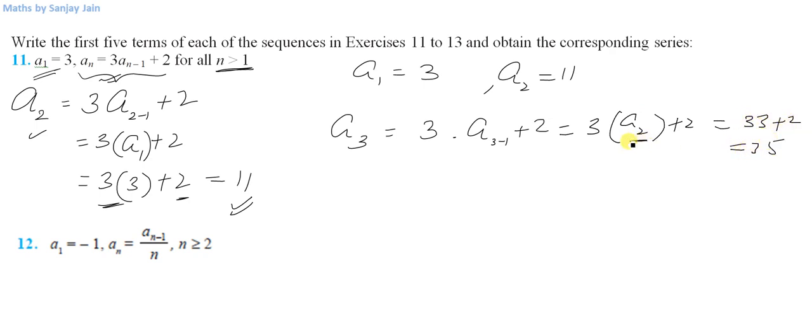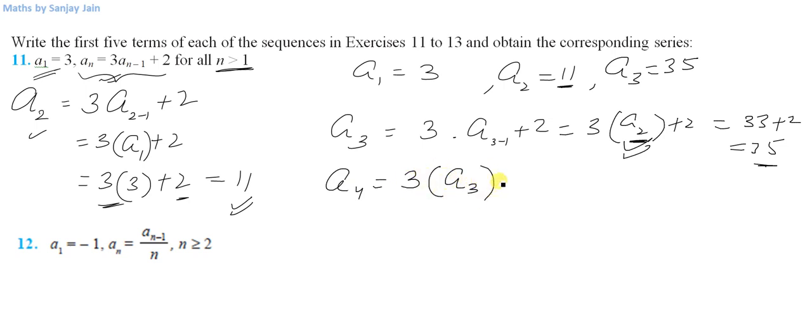What I have done is A2 I know is 11, so I have replaced the value of A2 here. And A3 becomes 35. What about A4? A4 will be equal to thrice of A3 plus 2. Following the same expression here, I'll have this for A4. So 3 into A3, that is this, 3 into 35 plus 2. 3 into 35 is 105. 105 plus 2 is 107.